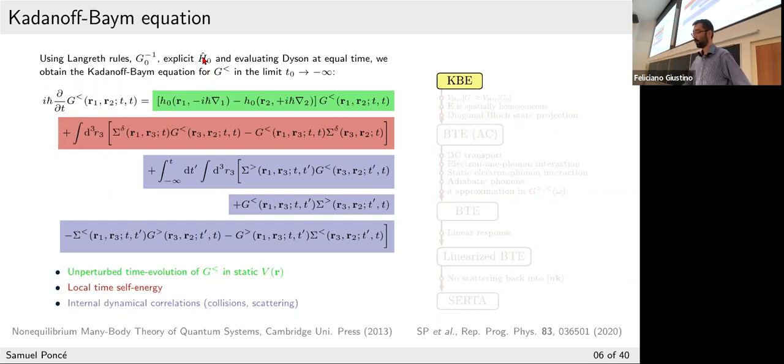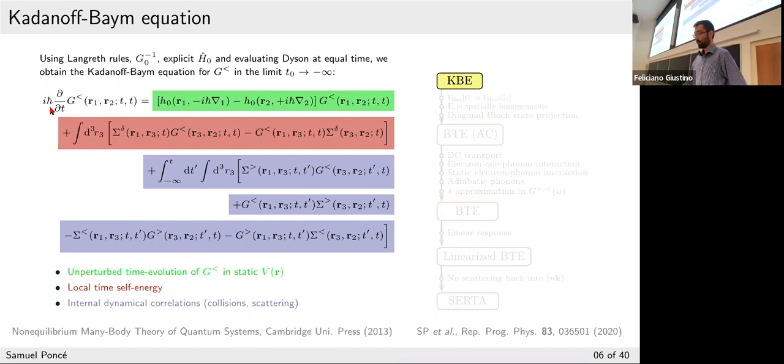And what you end up with is a series of Kadanoff-Baym equations of motion for all the Green's functions. The idea is that you are splitting the full Green's function into different parts on this contour. So you will have a lesser, a greater, retarded, advanced, and so on, Green's function. And for each of them, you get an equation of motion. Here I'm only showing the equation of motion for the lesser Green's function, because this is the one we are interested in for the current density.